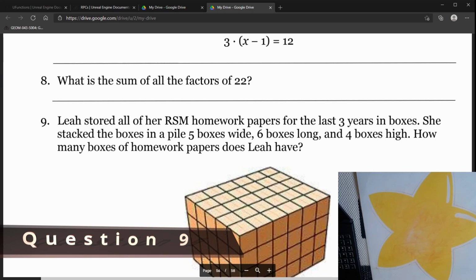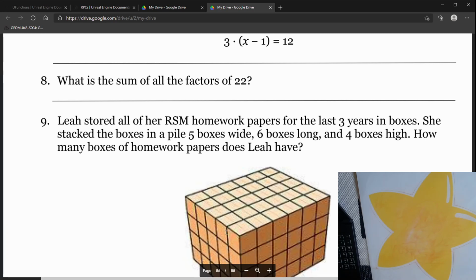Lee stored all of her RSM homework papers for the last 3 years in boxes. She stacked the boxes in a pile 5 boxes wide, 6 boxes long, and 4 boxes high. How many boxes of homework paper does Lee have?